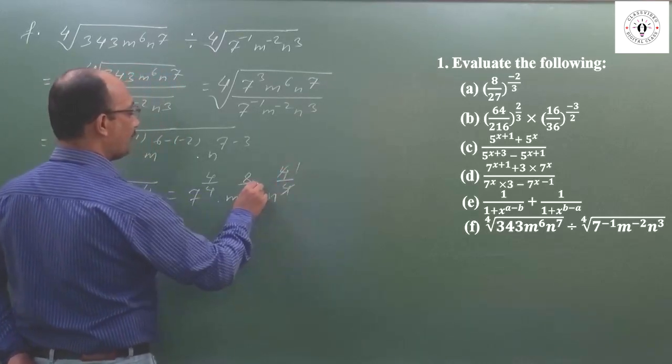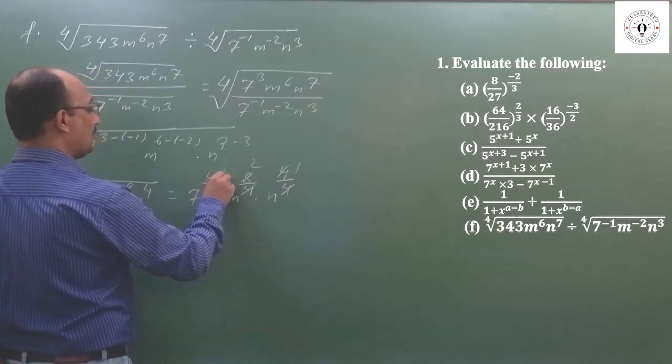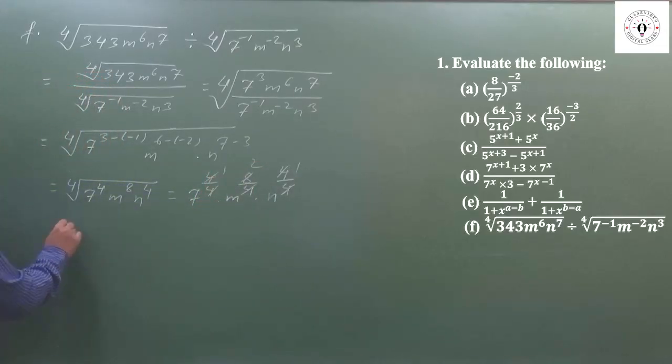4 1s are 4, 4 2s are 8, 4 1s are 4. So this can be written as, student, 7 m square n. 7 m square n.